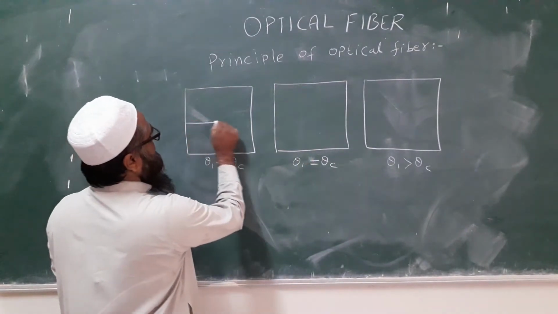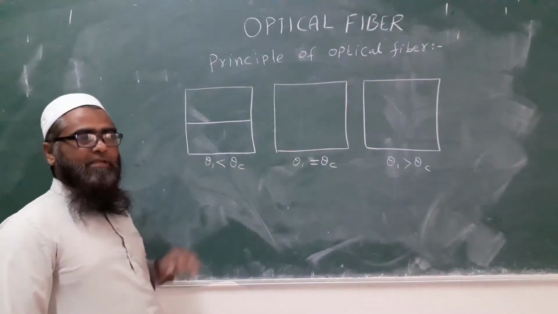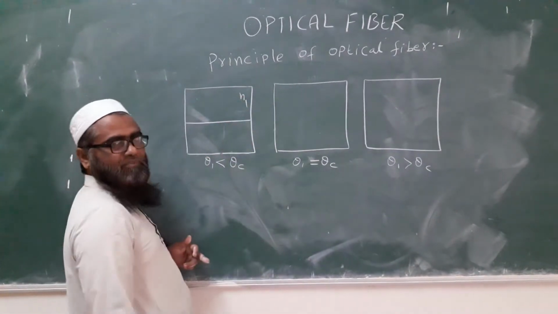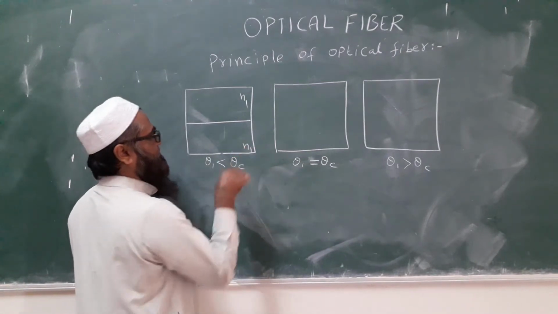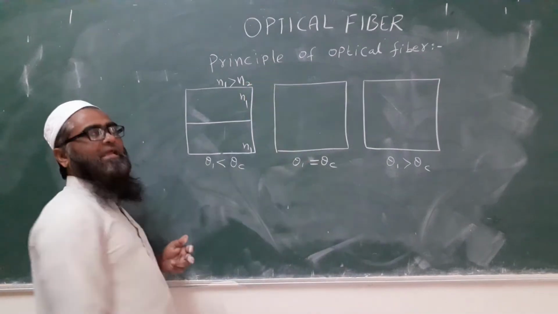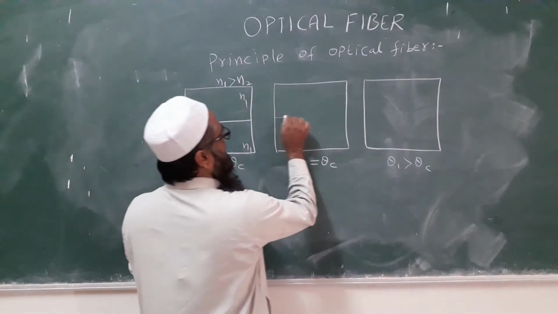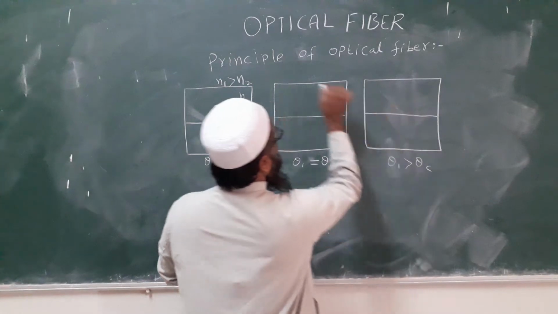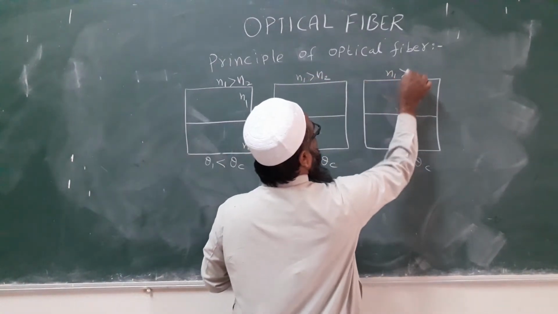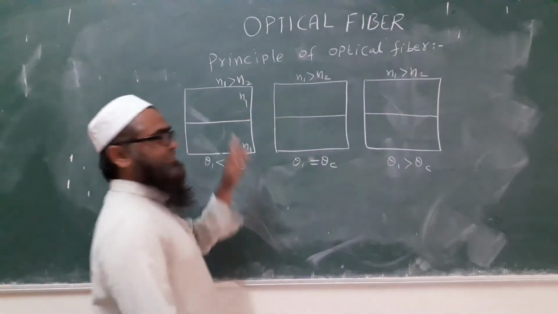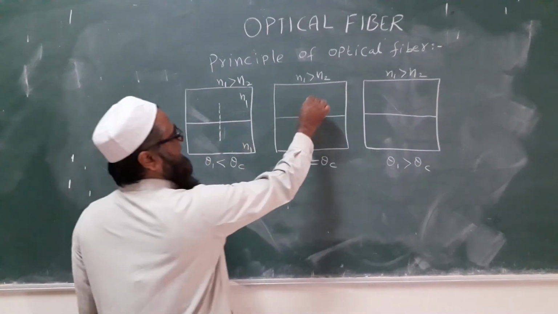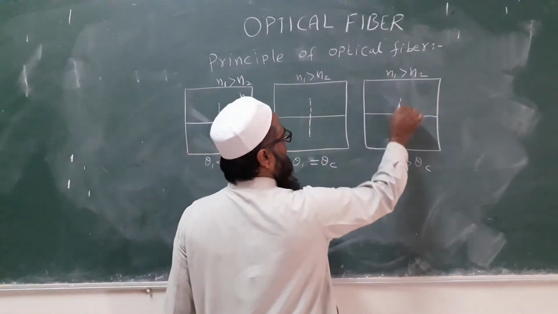See, this is the interface. Let us suppose this is the denser medium and this is the rarer medium. We are just assuming that n1 is greater than n2 for all the figures. n1 greater than n2, n1 greater than n2. All are having a denser medium and a rarer medium. Now let us draw a normal. Here is another normal. Here is another normal.